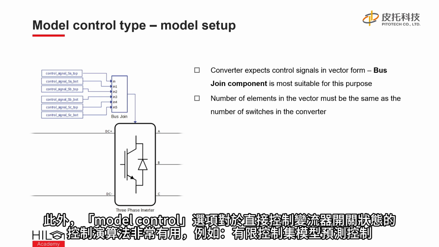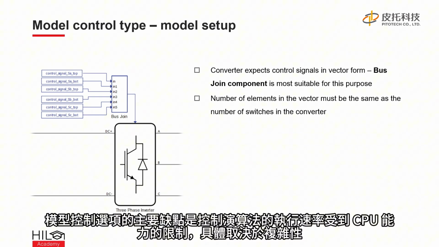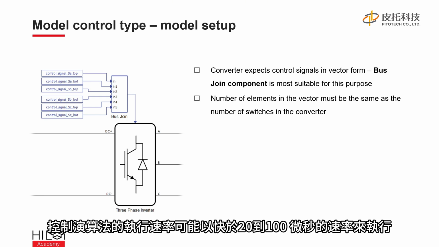In addition, the model control option is useful for control algorithms where you directly control the states of the converter switches, such as finite control set model predictive control. The primary disadvantage of the model control option is that the execution rate of the control algorithm is limited by the capabilities of the CPU depending on complexity. Control algorithms may not be able to execute at a rate faster than 20 to 100 microseconds.